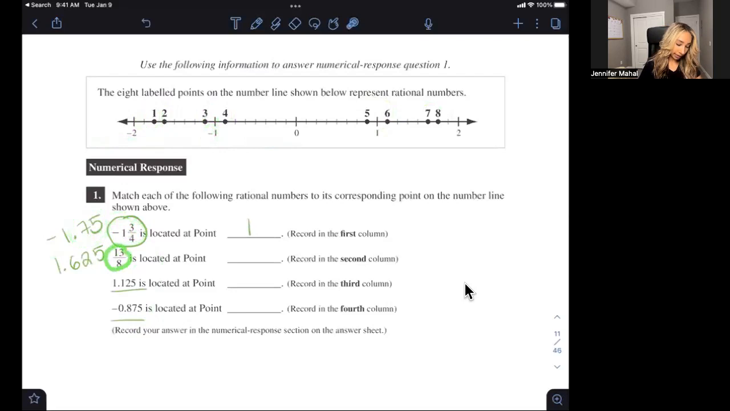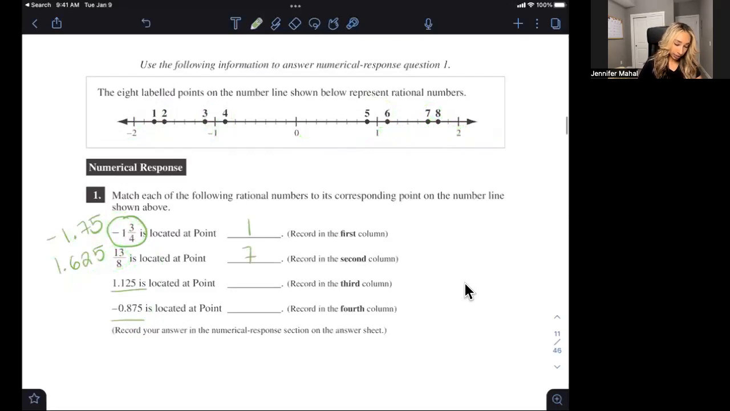The 13/8 or the 1.625, well, that's going to be a positive decimal, so it's going to be sitting on this side of the number line. 1.6 is a little bit past 1.5. So the closest I can get to 1.5 would be here. So the closest I'm going to get is probably going to be 7, to be 1.6.